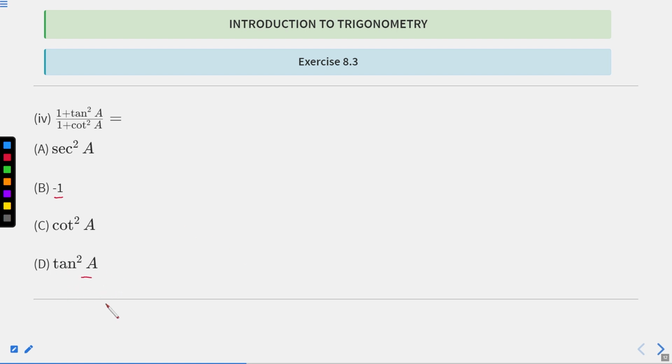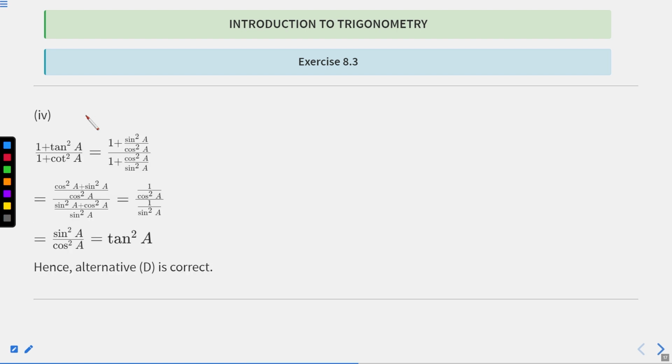Okay, so basically we have to simplify this and find the value of this. So we have to find (1 plus tan square A) divided by (1 plus cot square A). Now let us see how to solve it. Here we have (1 plus tan square A) by (1 plus cot square A). This is actually equal to (1 plus sin square A by cos square A) divided by (1 plus cos square A by sin square A).